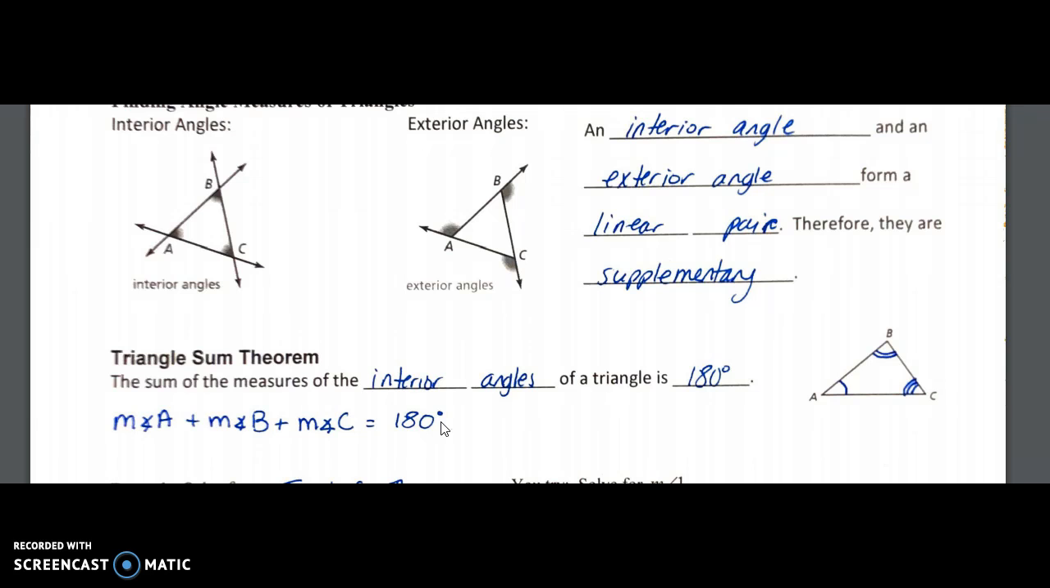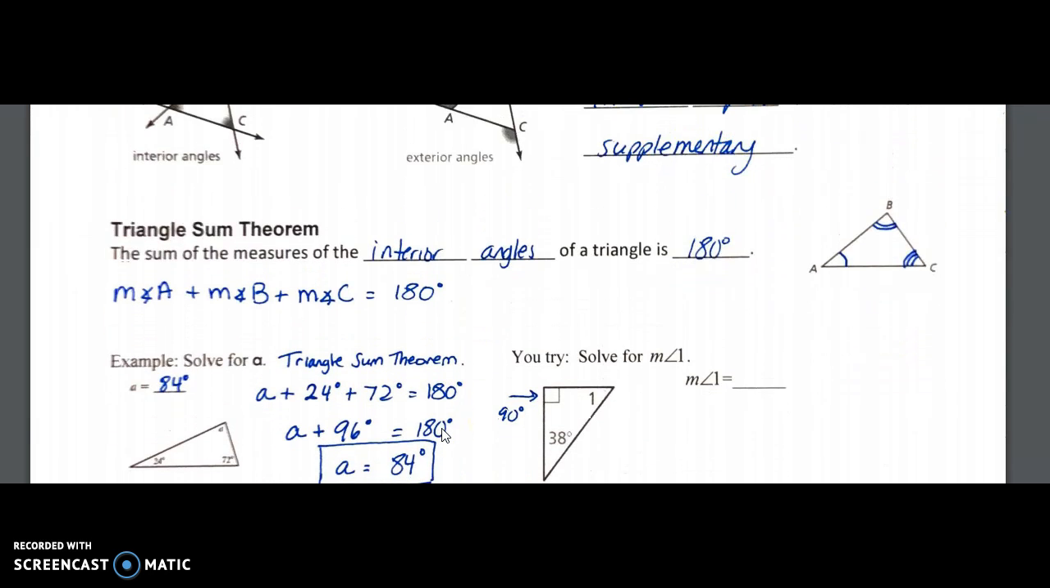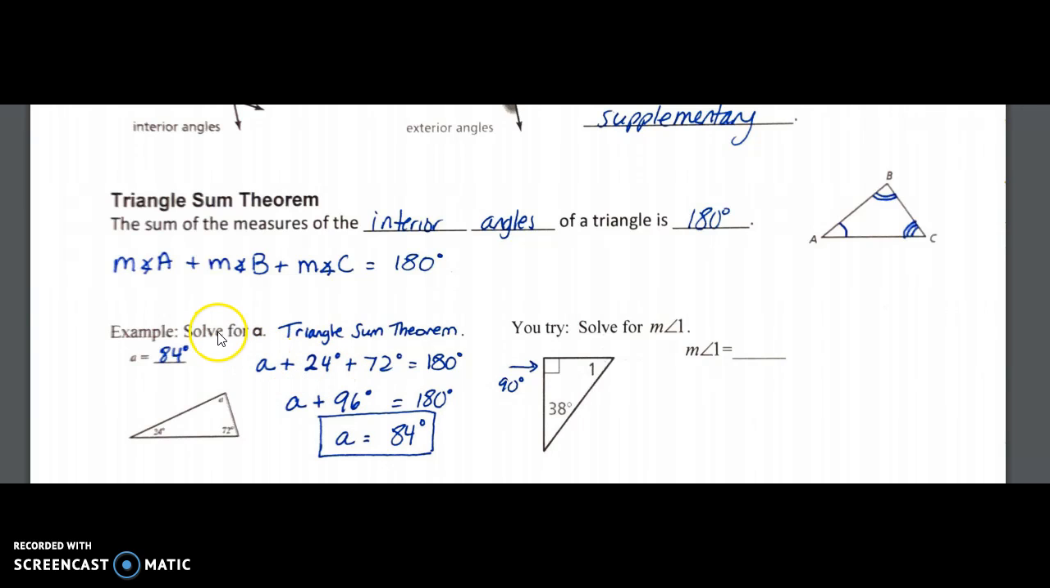Okay, so if we take a look at an example here, we'll see this example right over here. Okay, we want to solve for A. Now, we're given this triangle. This triangle has 24 degrees here. It has 72 degrees at this interior angle and this is our A. That's our third interior angle that we're trying to solve for.